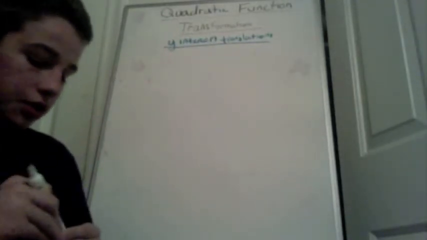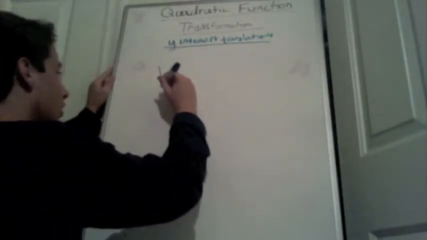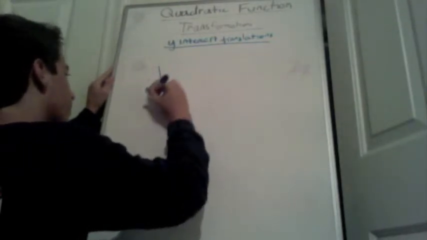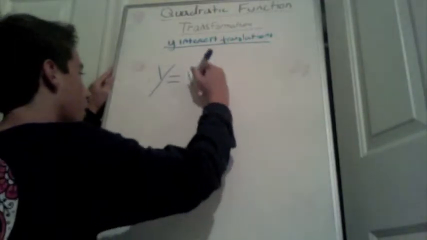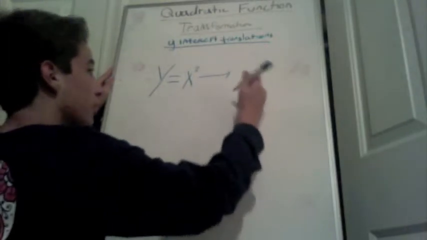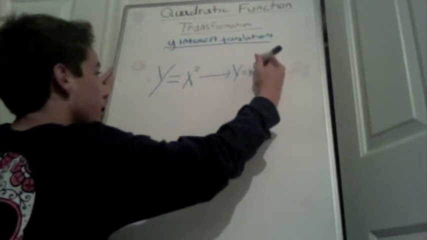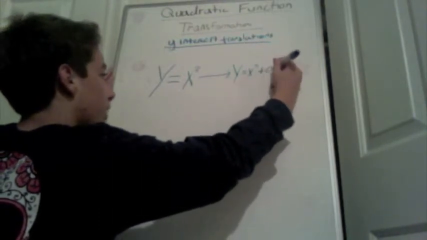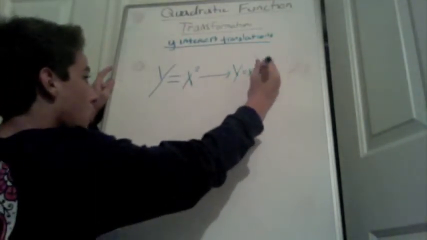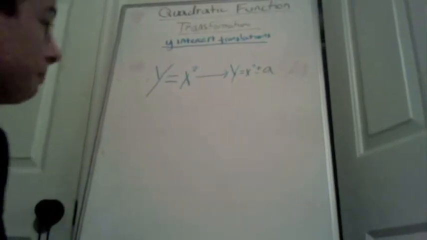So, in your equation, a y-intercept translation is going to look something like this. You're going to have y equals x squared. That's your regular parent function. And that's going to change to y equals x squared plus or minus a, because it can be either, with a being any number.